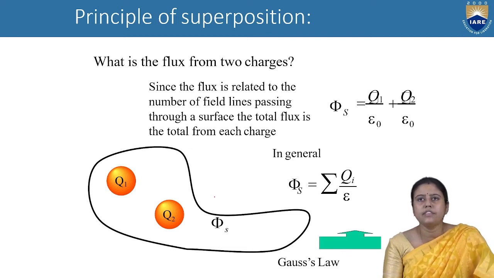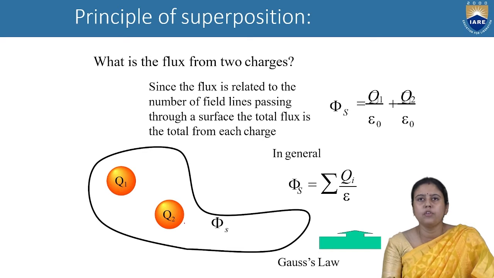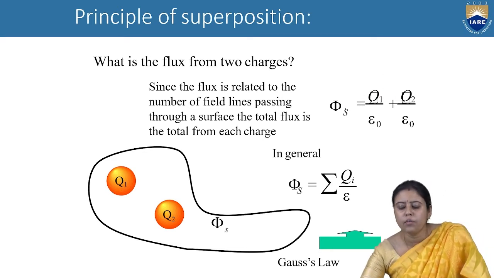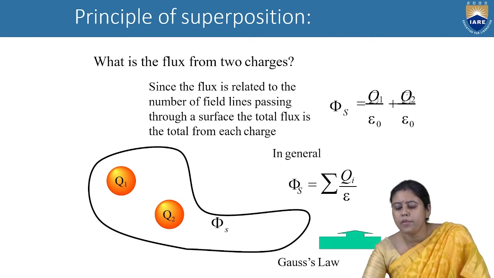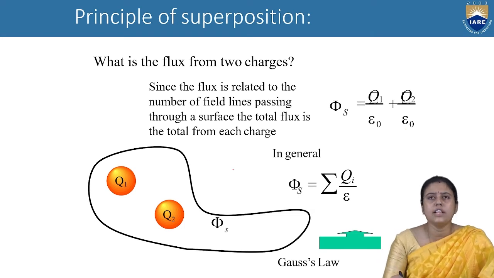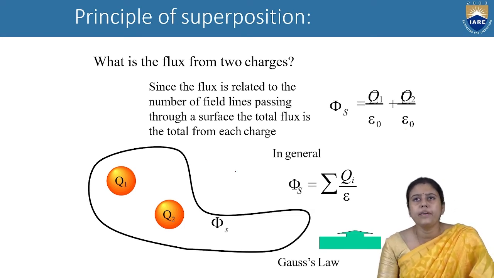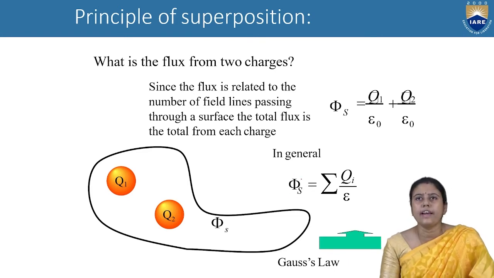So this is the surface area of any conductor, and the charges are Q1 and Q2. For Q1, what will be the flux density? Q by epsilon 0. If we have more charges, what are the lines of force? Q2 by epsilon 0, because we are assuming that all the charges are in the same medium. So we can write the total charge as Q by epsilon.